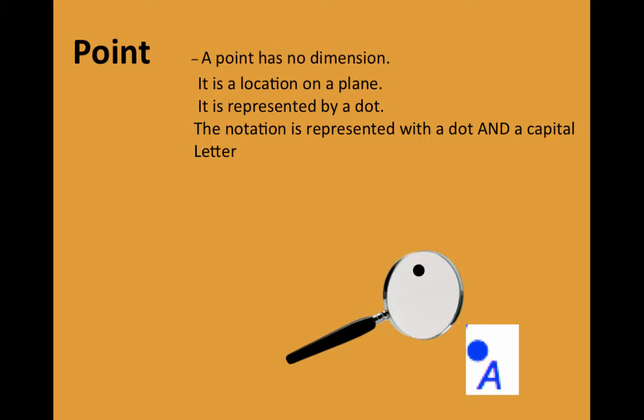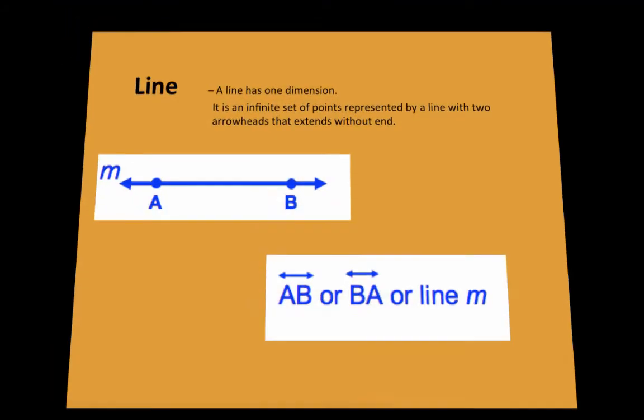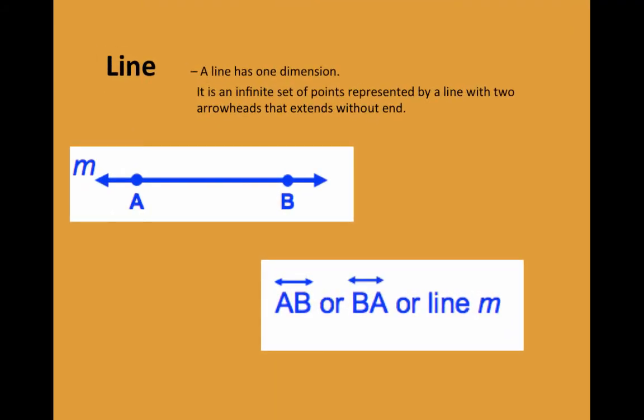We will move to our next undefined term, which is a line. A line has one dimension. It is an infinite set of points. It is represented by a line with two arrowheads. You will see them here. They extend without end. Here we clearly see two identifiable points on the line. They are point A and point B.